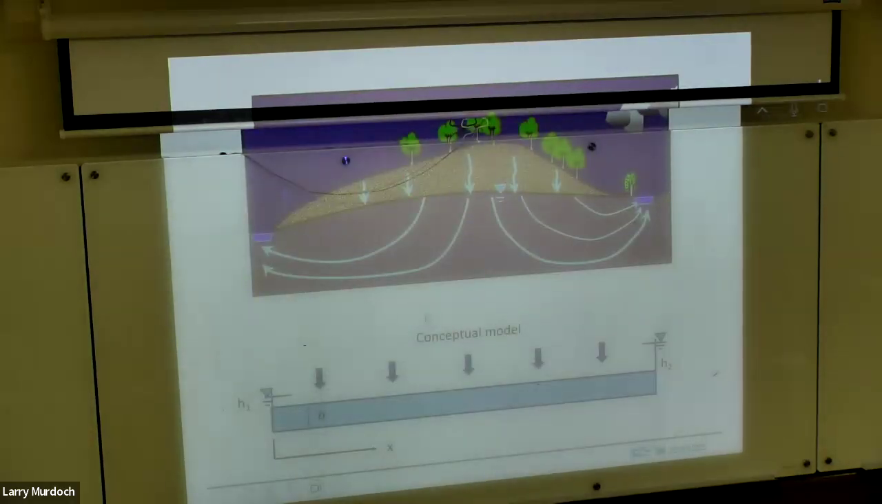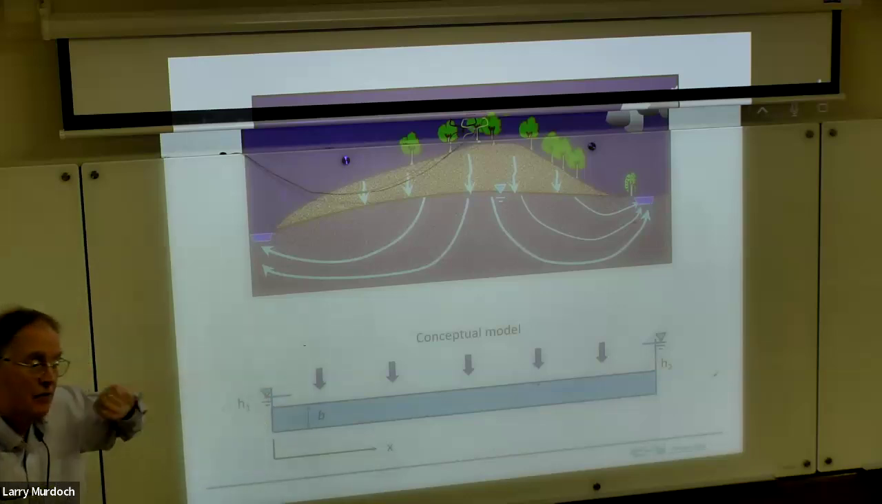Okay, so that's another kind of boundary condition. And now we're ready to go into the overall conceptual model, specify the boundary conditions, and then solve it. And that'll be a good place to pick it up on Monday.